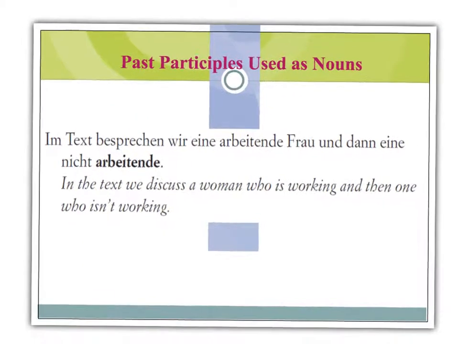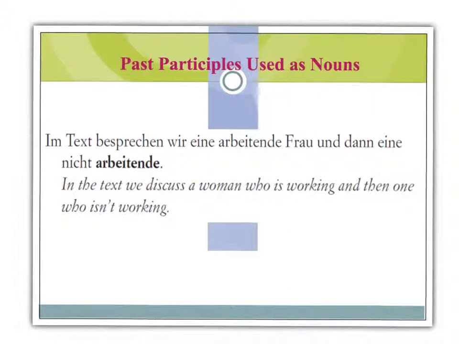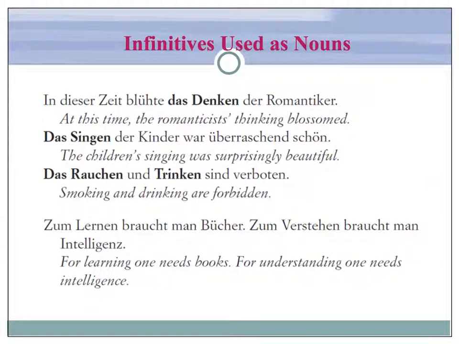Make that smaller for you. Im Text besprechen wir eine arbeitende Frau und dann eine nicht arbeitende. This is just saying that you can leave out that noun if it's already been confirmed or affirmed that this is the thing that is working, the person here that is working. So it's not the nicht arbeitende Frau, but the arbeitende Frau. And last but not least, in dieser Zeit blühte das Denken. It's getting to the point that infinitives used as nouns are always neuter. The thinking, the singing, das Rauchen, the smoking, and trinken, both are forbidden.